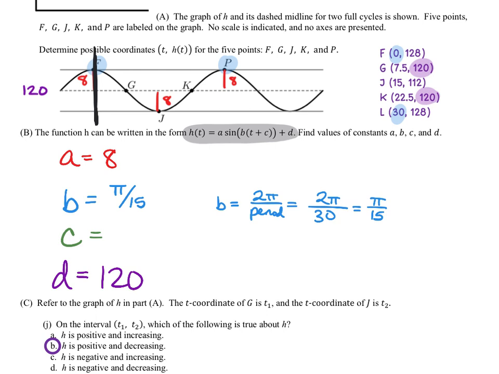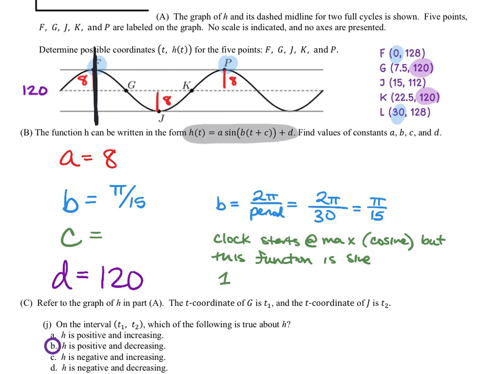I'm going to write a note for you here. So the clock starts at a maximum, which means it looks like cosine. But this function is sine. So we have to shift it. We need to shift it by 1 step left.